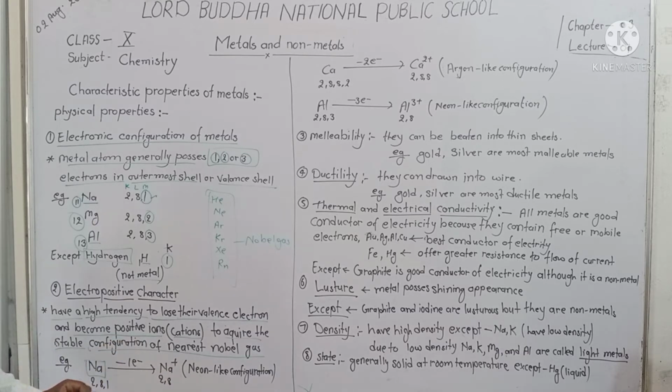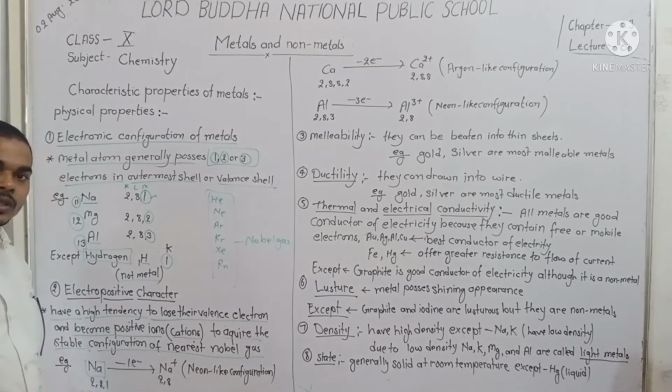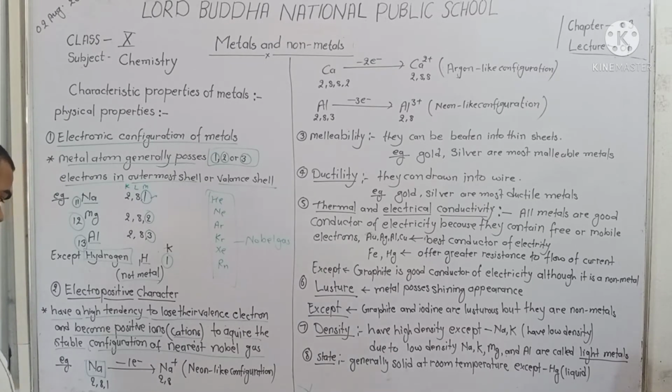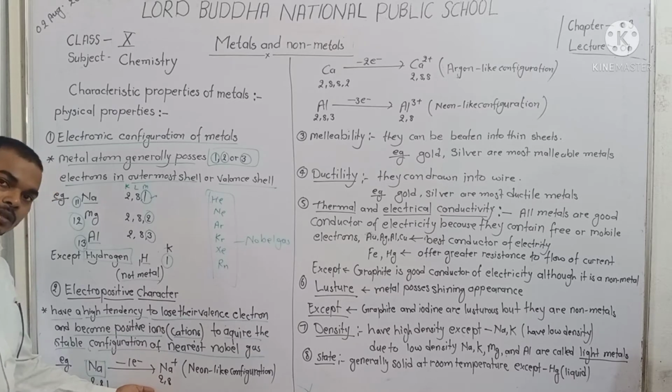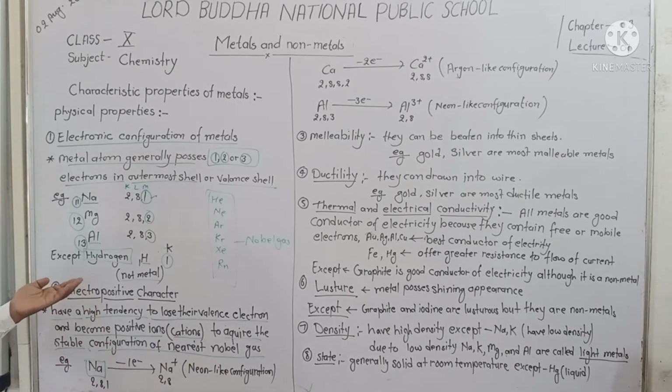Dear student, the electronic configuration of neon is also 2, 8. So we say that this is a neon-like configuration. Here sodium became a positive ion and acquired a neon-like configuration. It means metals have the tendency to acquire positive charge.